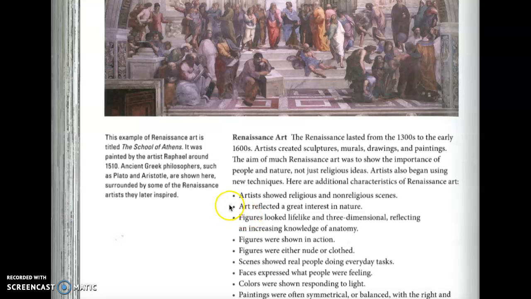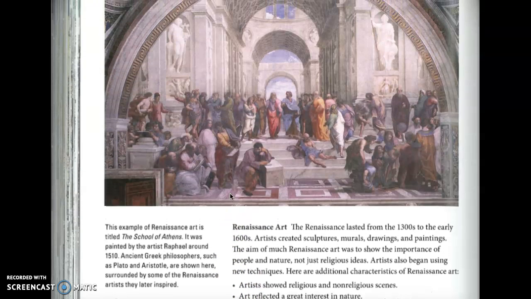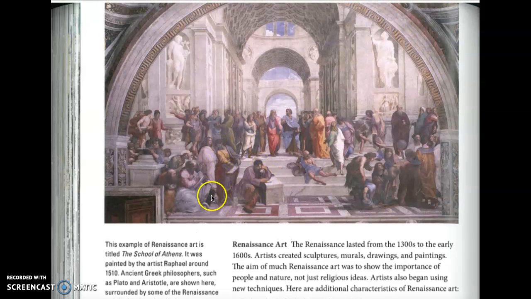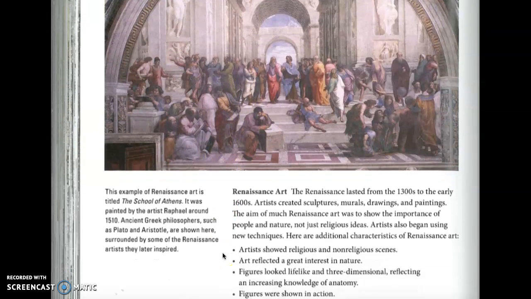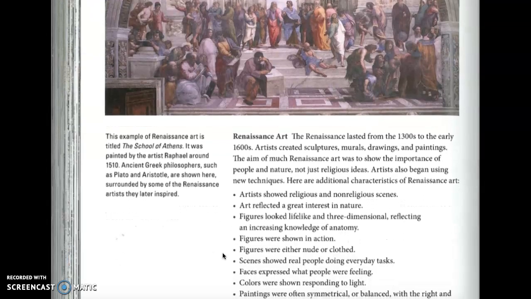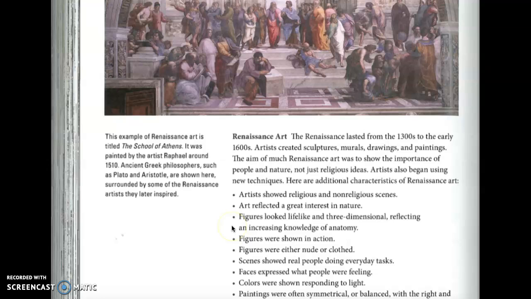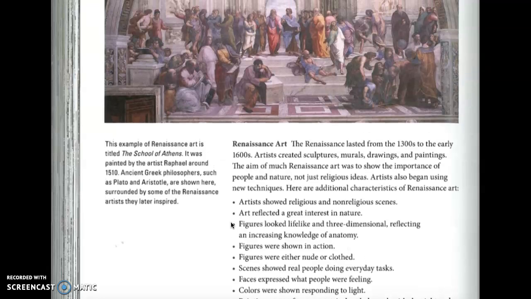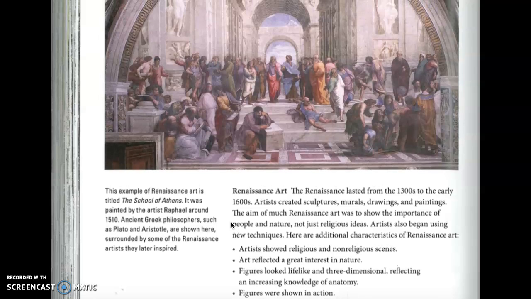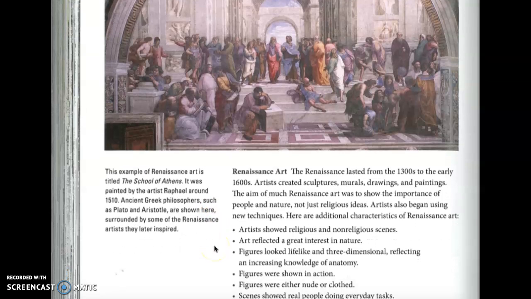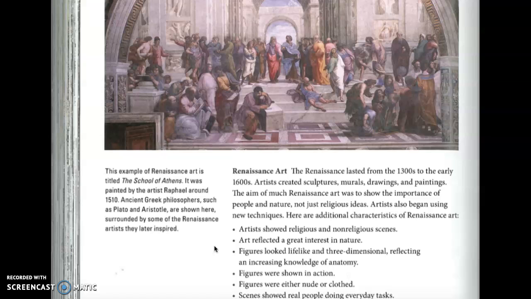Art reflected a great interest in nature. This painting, you don't see that so much in this painting, but other paintings you do see more nature and things in the background. Figures looked lifelike and three-dimensional, reflecting an increasing knowledge of anatomy or of the human body. So if we look at this example one, we can definitely see that. The figures do look three-dimensional. They look very realistic the way that they're painted. And we could tell that they understand how to paint realistic-looking figures.